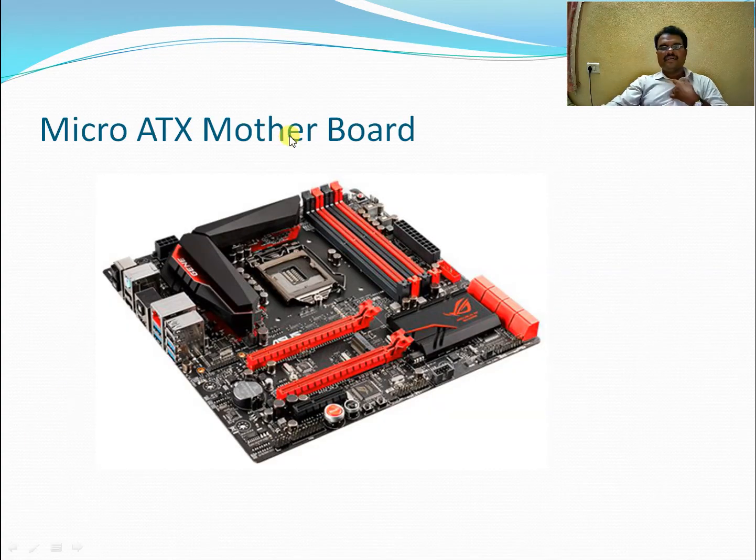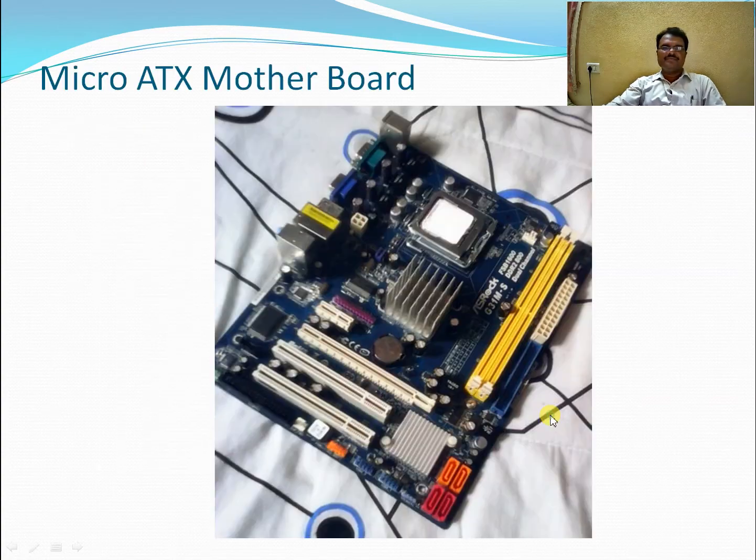So this is a typical micro ATX motherboard. We can see another micro ATX motherboard. These are the RAM slots, PCI slots, the AGP slot, and the PCI Express slot. There is a CPU socket, and there is a CPU lever. If you release this lever, we can remove the CPU and add another CPU. And these are the SATA connectors. This is the IDE connector. This is the power supply connector, and these are the input output ports available on the micro ATX motherboard.